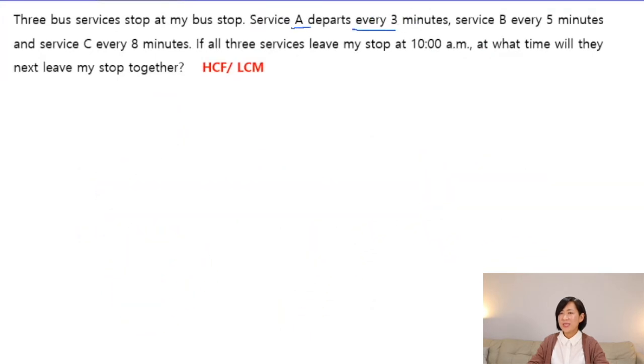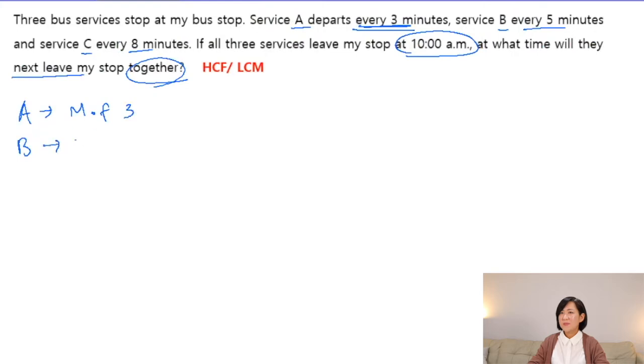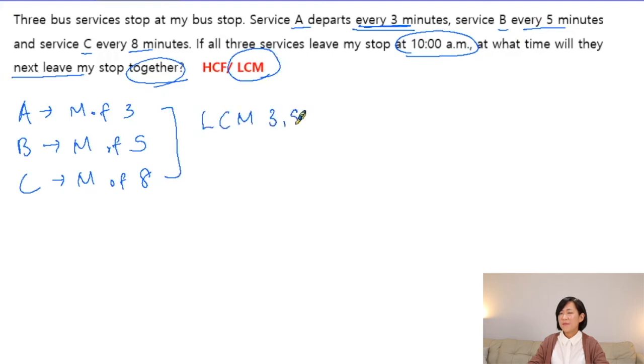This question is easy since we know that "every" means multiples of a number, right? So let's write down our keywords. A service every 3 minutes, multiples of 3. B service, multiples of 5. And then C service, multiples of 8. Now we are looking for the common multiples of these numbers, the LCM of 3, 5, 8.